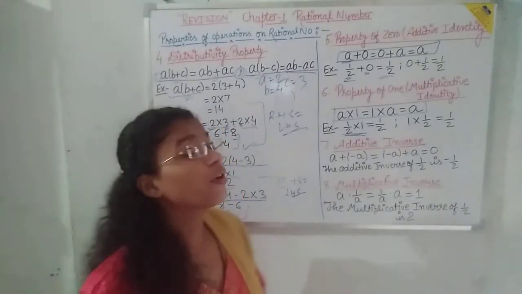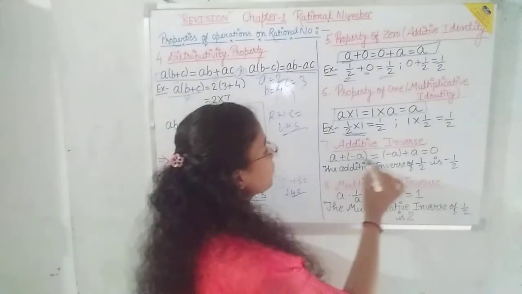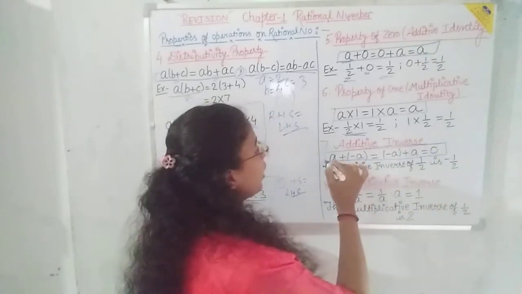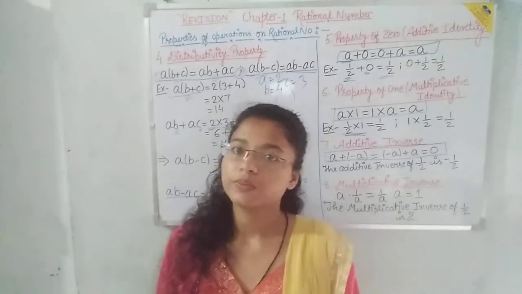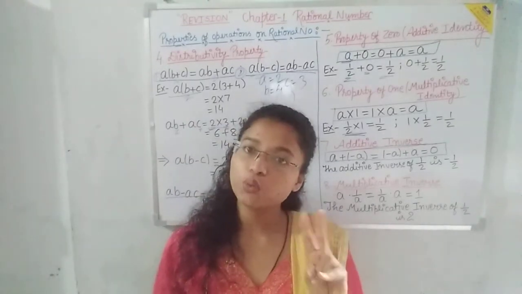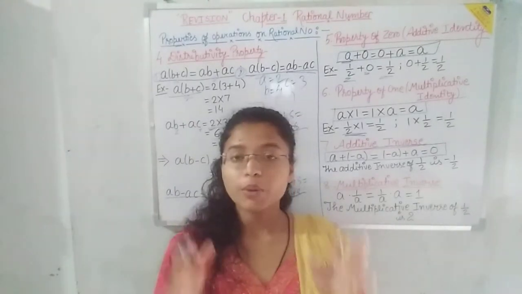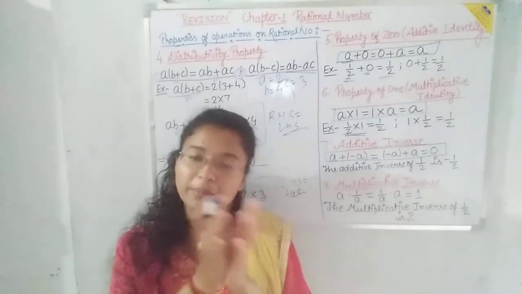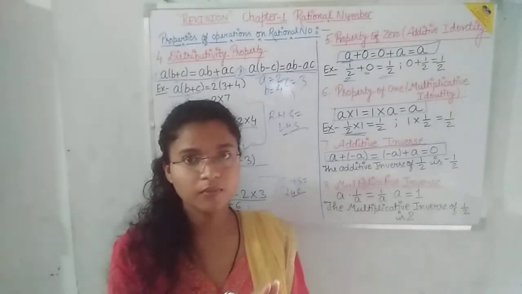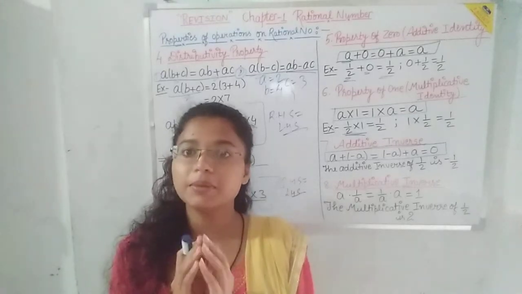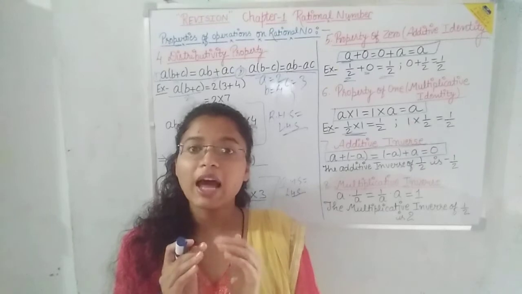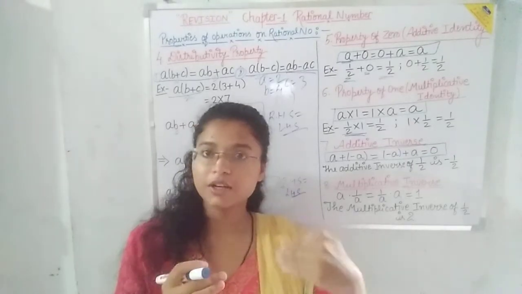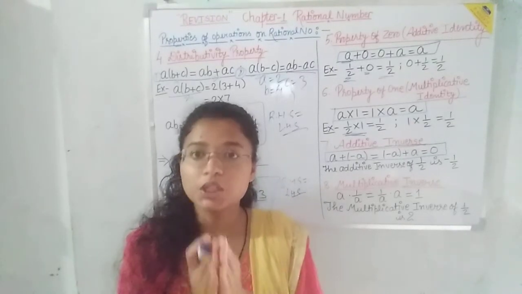Next is the additive inverse. This is the condition. Additive inverse means, what is the additive inverse of 2? The additive inverse of 2 will be minus 2. Why? Because when you add 2 and minus 2, you will get 0. The additive inverse means you have to take a number such that when you add it to the first rational number, you will get 0.